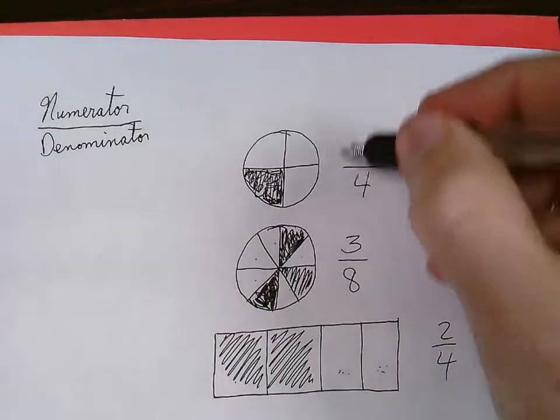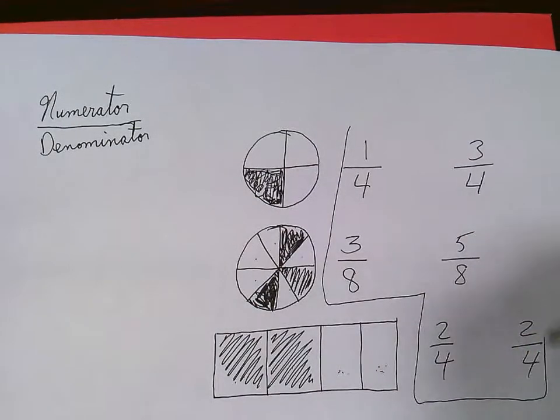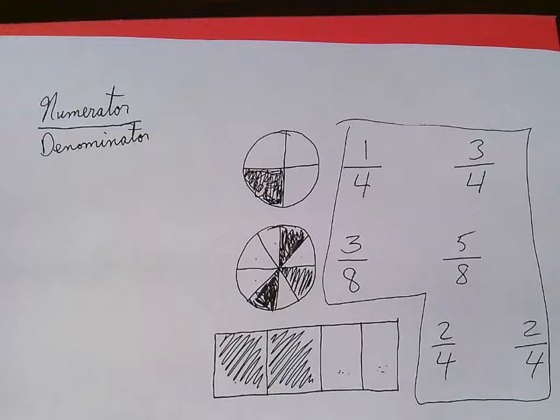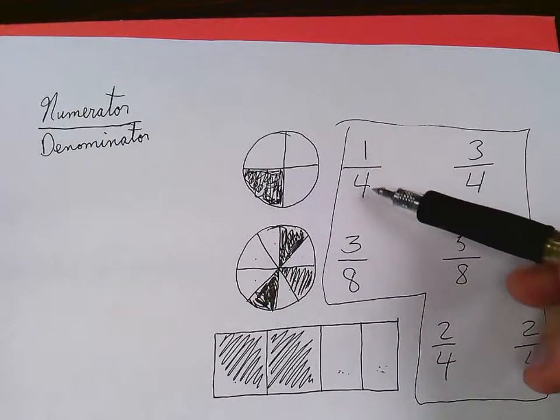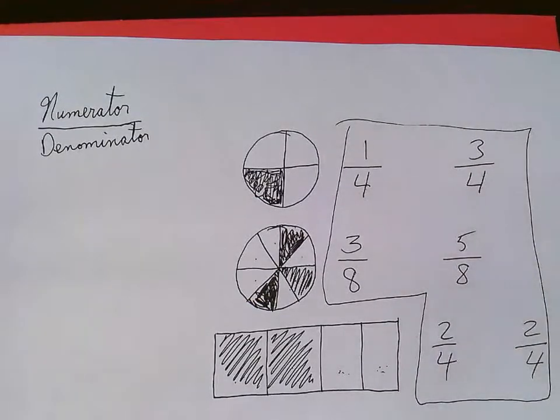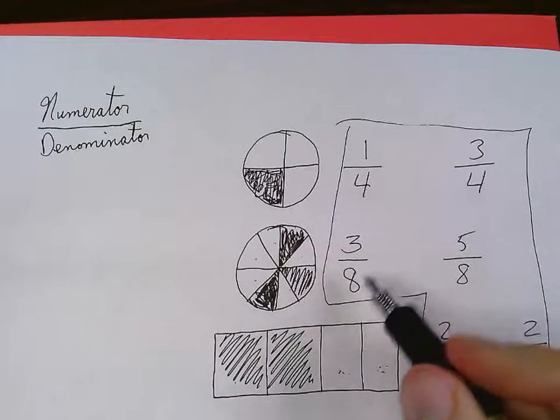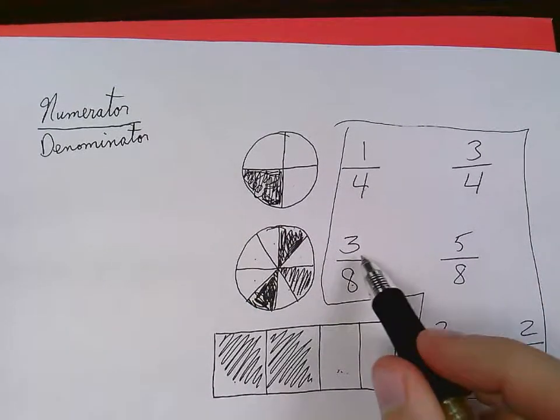Now if you notice here, with all these fractions, the numerator is smaller than the denominator. In 3rd grade, for fractions, for all your answers, most of the time, your numerator is going to be the same size or smaller than your denominator.